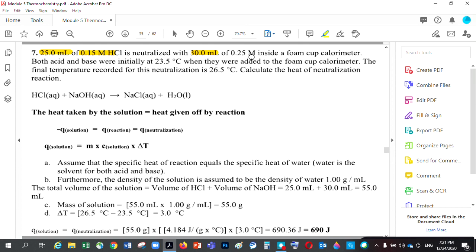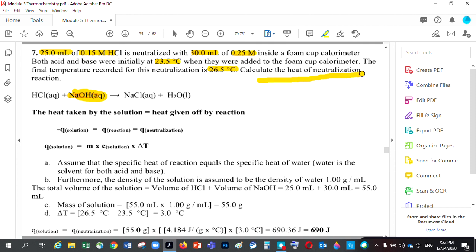We assume the base is sodium hydroxide. Yes, sodium hydroxide is not written here, but it's just in the reaction given. Sodium hydroxide is 30 mL with the molarity of 0.25. The initial temperature is this, and the system is allowed to go to thermal equilibrium, and the final temperature is this.